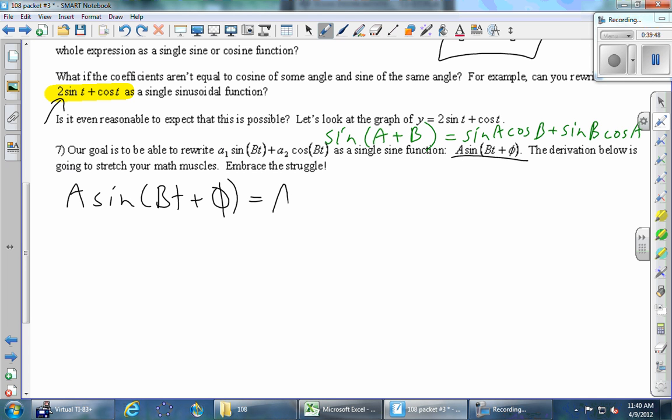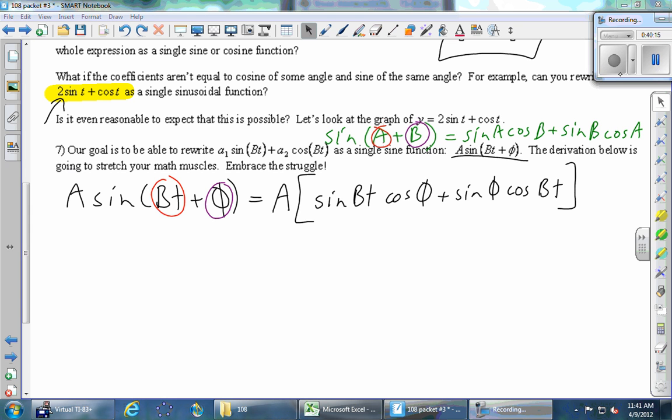So this equals A in the front of a whole big mess. Instead of this a, what are we putting? We're putting bt. Instead of b, what are we putting? So can you guys fill in the big parentheses here? Any questions on the substitution? Okay, so it looks worse, so that's all right.